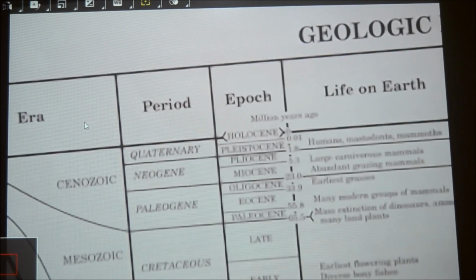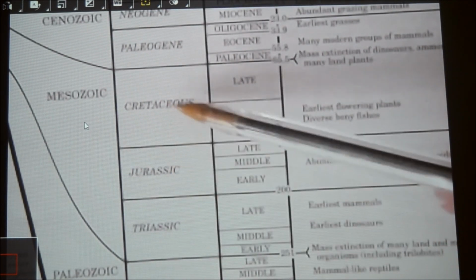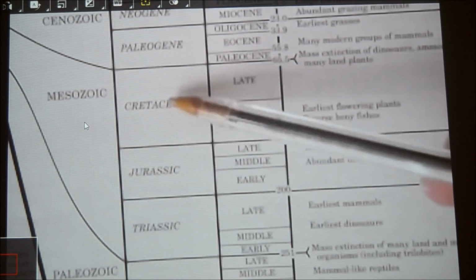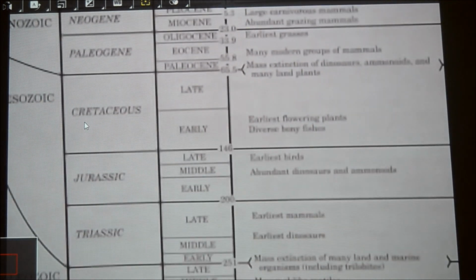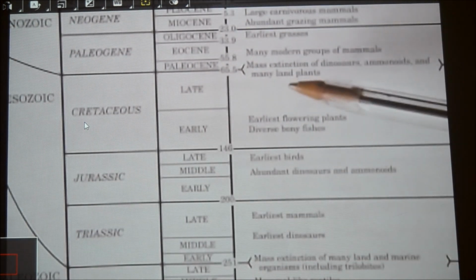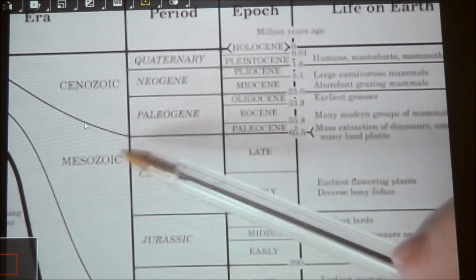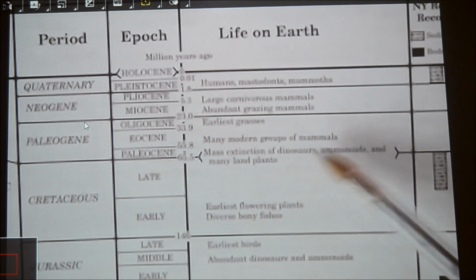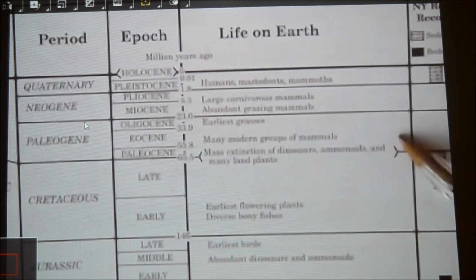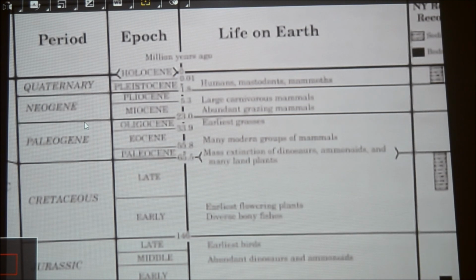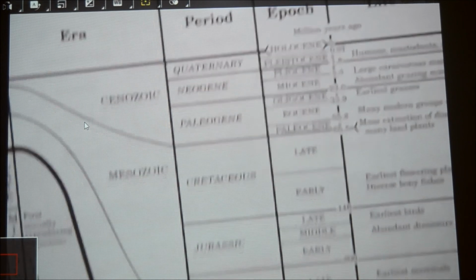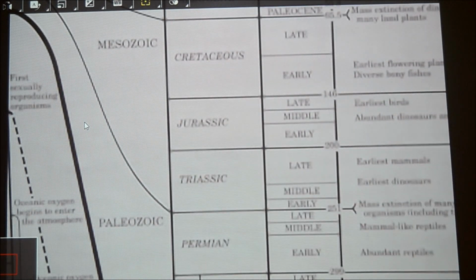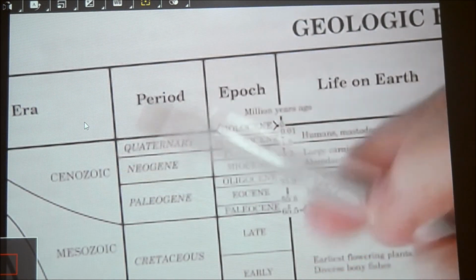Come up here, I'm in my Triassic, Jurassic, Cretaceous. My dinosaur people, I know you're used to hearing those 3. All right, at the end of that one, at the intersection between the Cenozoic and the Mesozoic, again, mass extinction: dinosaurs, ammonoids, and many land plants. So remember, I said anytime you go from one era to the next, there's always mass extinction. All right, so Cenozoic is what we're currently in.